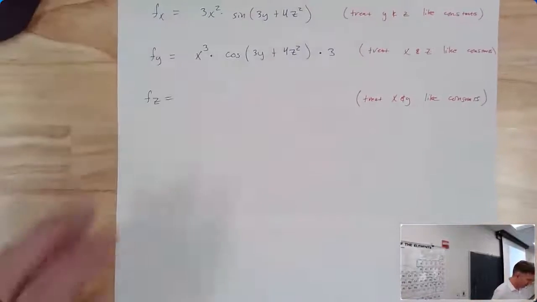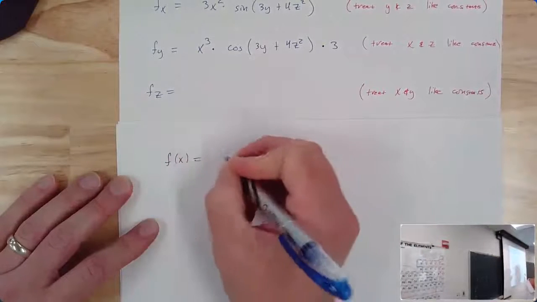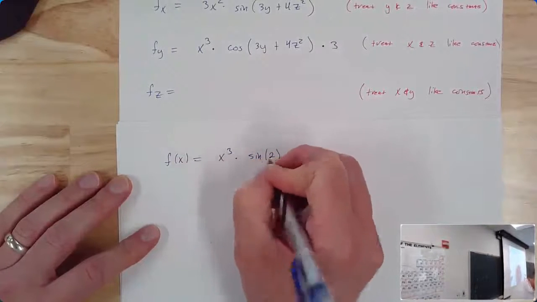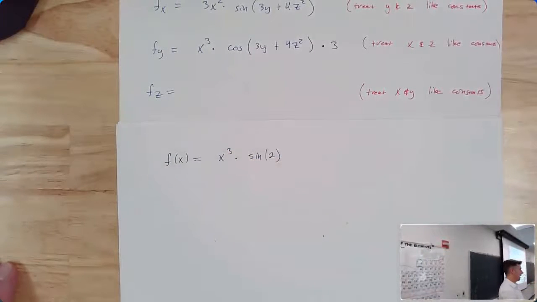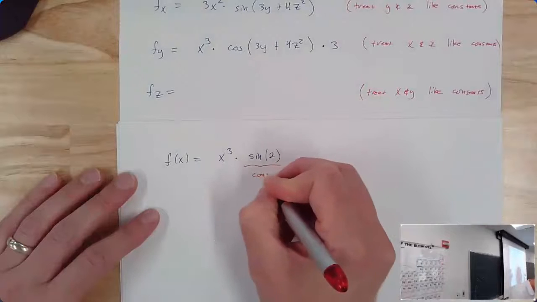If I'm back in my one variable world for just a second, if my function is like x to the third times sine of 2, I don't know what sine of 2 is, but I know it's not a variable. You can plug it into your calculator and get some number that's less than 1. It's probably close to positive √3/2-ish. Not the point. The point is, as far as anyone cares, this is a constant.